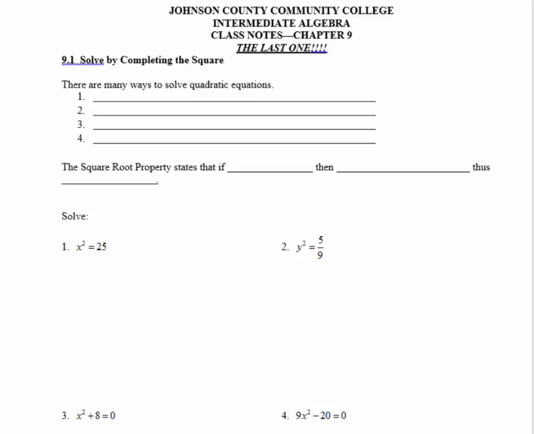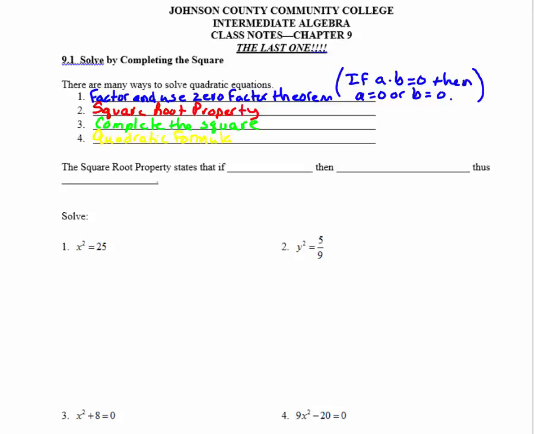Section 9.1. Solve by completing the square. There are many ways to solve quadratic equations. When you hear the word quadratic, you should be thinking of x squared or y squared. The four ways we're going to learn to solve quadratics, or review, are these. The first one was to factor and use the zero factor theorem. The zero factor theorem stated if a times b equaled 0, then a equaled 0 or b would equal 0.